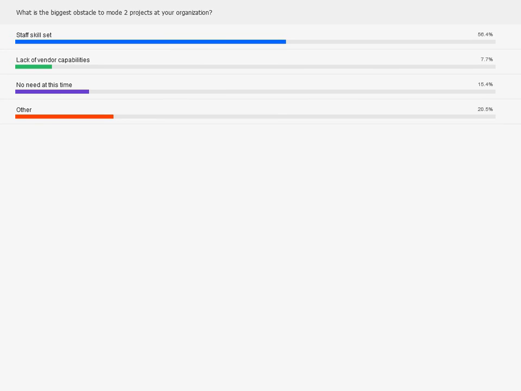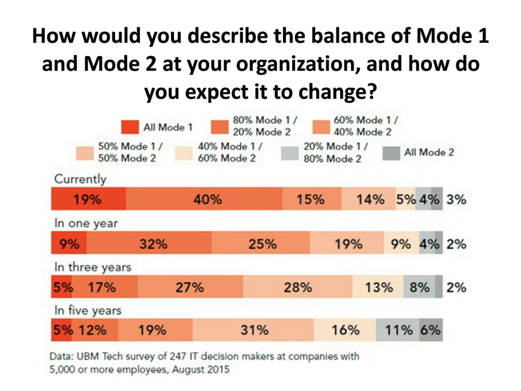Again, this supports what we've seen before. 56.4% said it's the staff skill set. Then there was other for 20.5%. No need at this time was selected by 15.3%, and 7.6% said lack of vendor capabilities. So I don't think any big surprises there. But one of the reasons why we asked this question was going back to our survey again. What we found was that a lot of organizations say that they're going to need to be moving into Mode 2 within the near future.